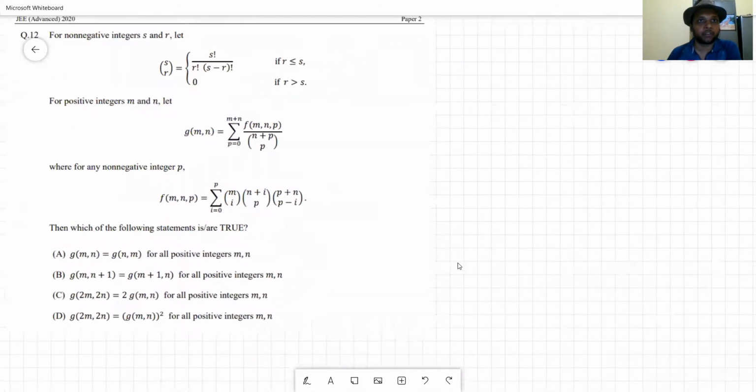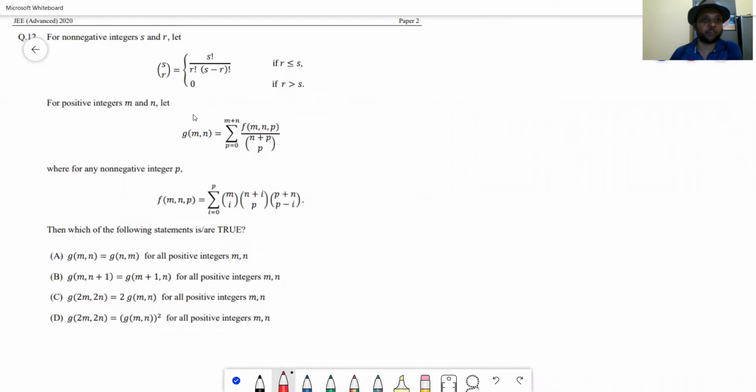So we have been given some information that this is basically the formula for SCR combination, and after that, we have been given a function g, which is a function of m and n, which looks like this. And after that, we have f of m comma n comma p. You can see that here the limit is on p, which is starting from 0 up to m plus n. Same goes with here.